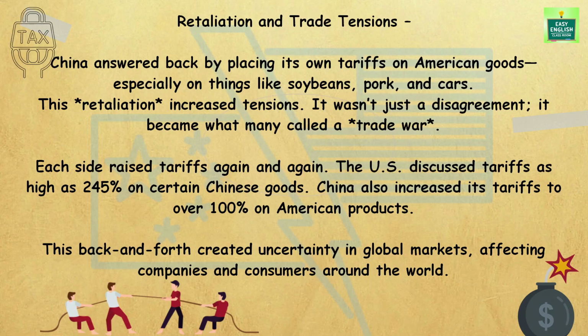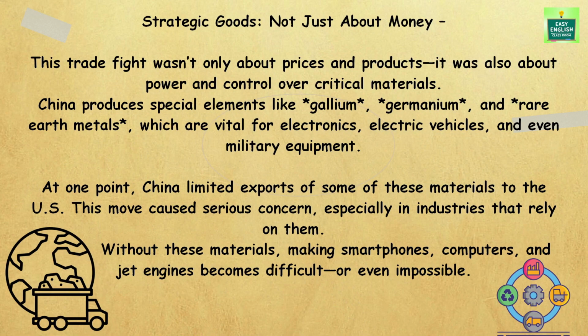The US discussed tariffs as high as 245% on certain Chinese goods. China also increased its tariffs to over 100% on American products. This back and forth created uncertainty in global markets, affecting companies and consumers around the world. This trade fight wasn't only about prices and products, it was also about power and control over critical materials.